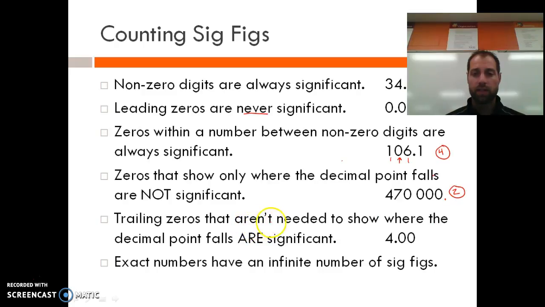Trailing zeros that aren't needed to show where the decimal point falls are significant. So in 4.00, yes, these are trailing zeros, but they're not showing me where the decimal lies. They're actually showing me a certain amount of accuracy and precision. So this number has 3 sig figs. Finally, we have some numbers that have an infinite number of sig figs, and these are truths. And so truths will not play into significant figures at all.